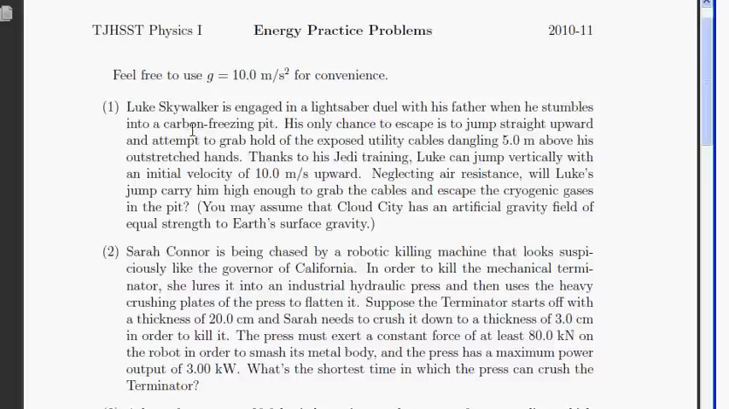Rose's problems. So, Luke Skywalker here in problem 1 is engaged in a lightsaber duel with his father when he stumbles into a carbon freezing pit. And he has to jump straight upwards to grab these exposed utility cables. He can jump 10 meters per second upward. Neglecting air resistance, will his jump carry him high enough to grab the cables and escape the cryogenic gases in the pit? This is, of course, from The Empire Strikes Back, the second of the Star Wars movies.